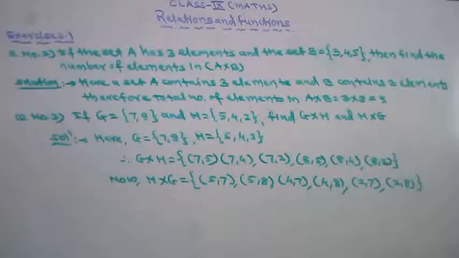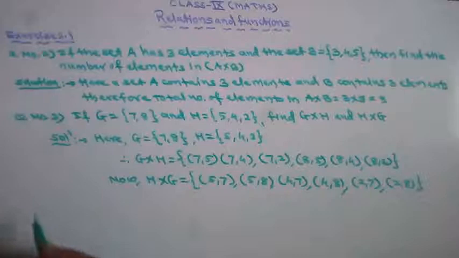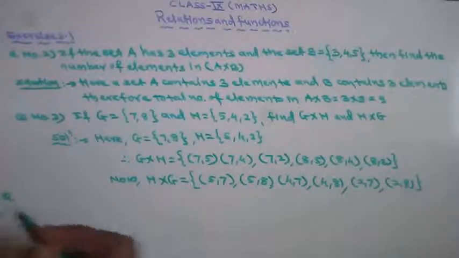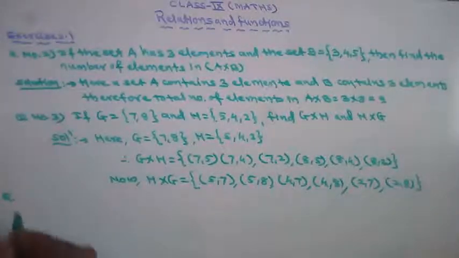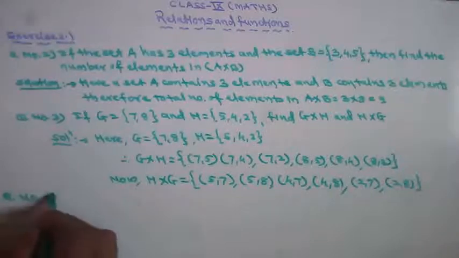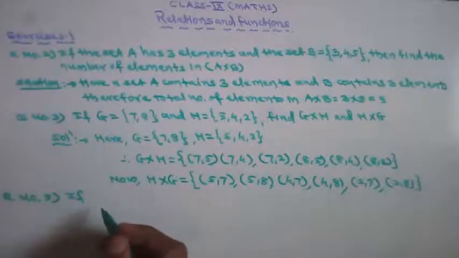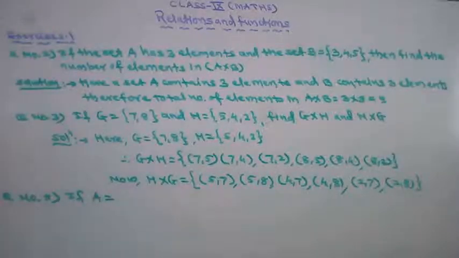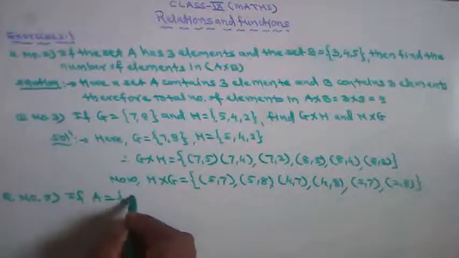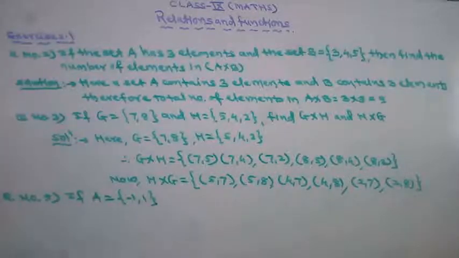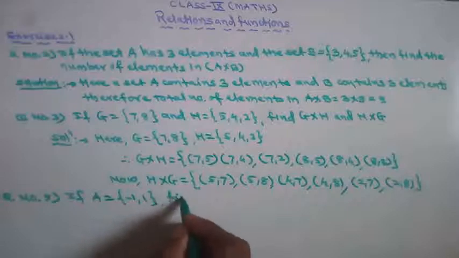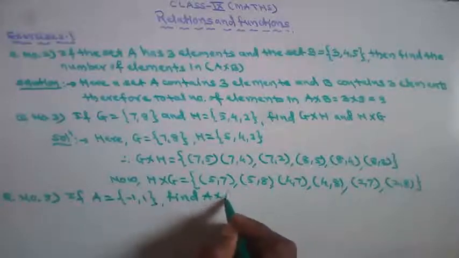Okay, now the next question. I am taking question number 5. If capital A equals -1 and 1, this is a set containing -1 and 1, that is set A, then find A cross A.